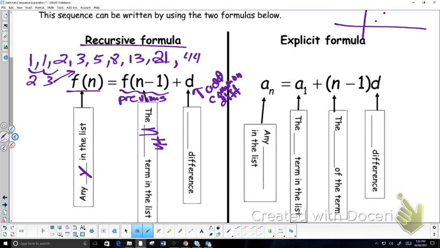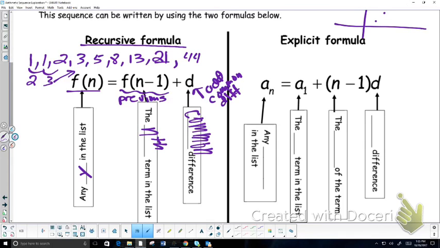So if I'm wanting to find the 5th term, then n is going to be equal to 5. If I don't know what n is, then I just refer to it as the nth term. And d is going to represent that common difference. Also known, you're familiar with constant rate of change, those same type of ideas.